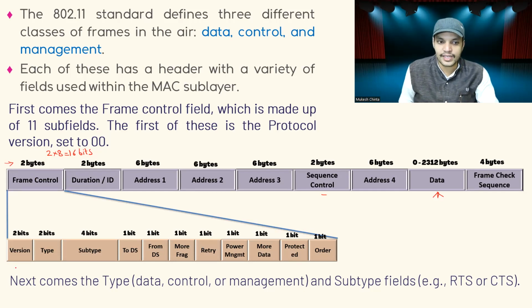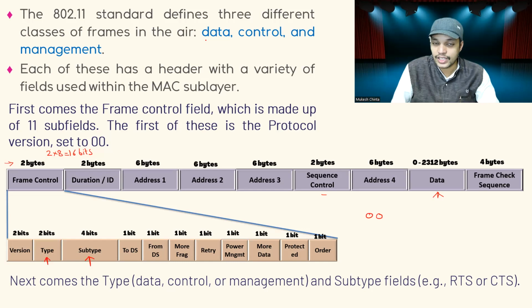Of all these subfields, the first one is version, which is 2 bits in length. Now, please remember that for all the current usage of 802.11, the version is set to 00. So your 2 bits are always 00. After the version, we have 2 different fields called the type field and the subtype field. Type field is 2 bits in length and subtype is 4 bits in length.